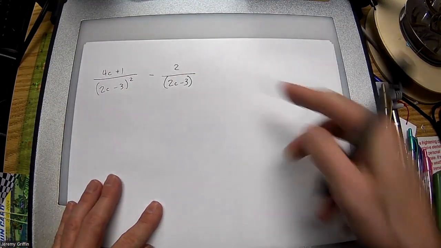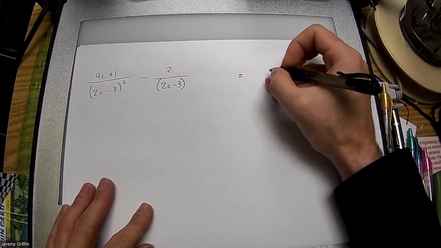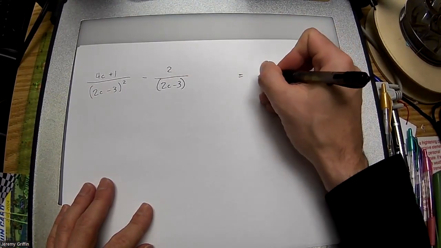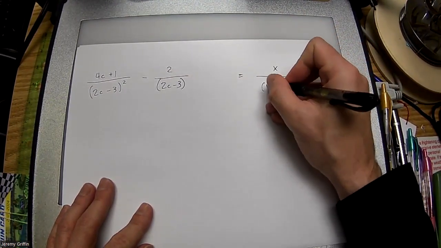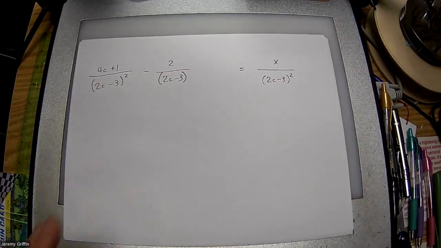I'm going to leave a space here. You'll see why in a minute if you don't see already. And that's equal to, because it says equivalent to, so I'll just say equals x over 2C minus 3 quantity squared. So that's what they give you.